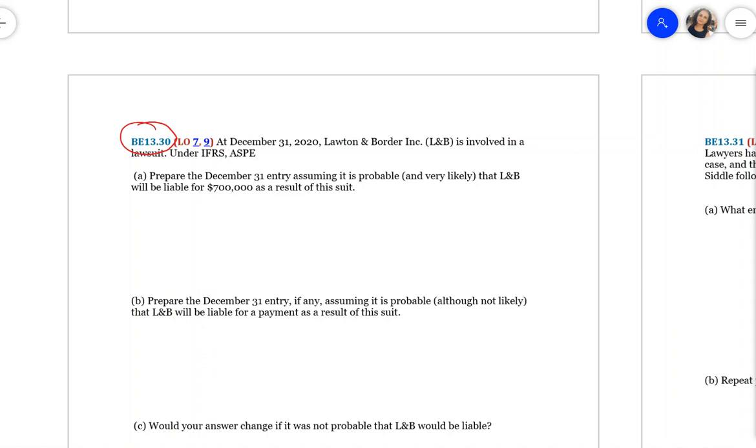In this question, we want to deal with both IFRS and ASPE standards. What is the difference between the two? We will show you the difference in this question. We are going to do it under IFRS and under ASPE. Now, if you look at the wording, it says to prepare the December 31st entry, assuming probable. When the word is "probable," that is the terminology used under IFRS. And if it's "very likely," that is the terminology used by ASPE.